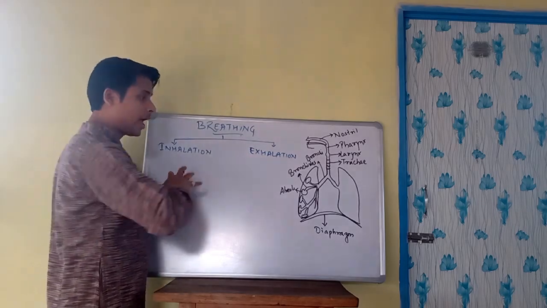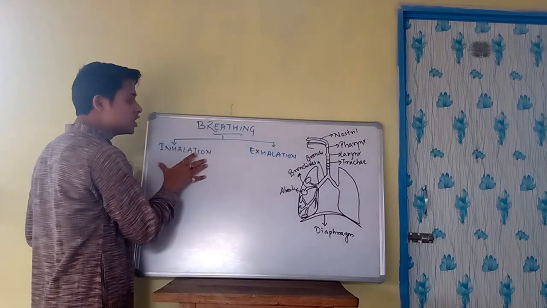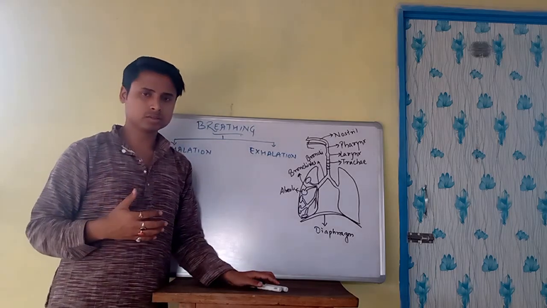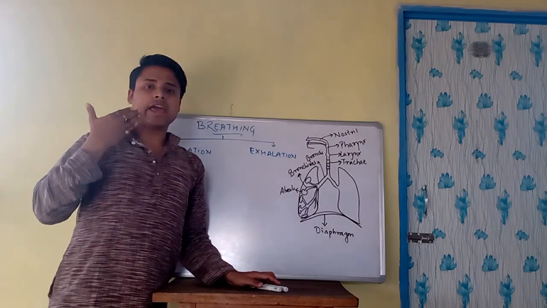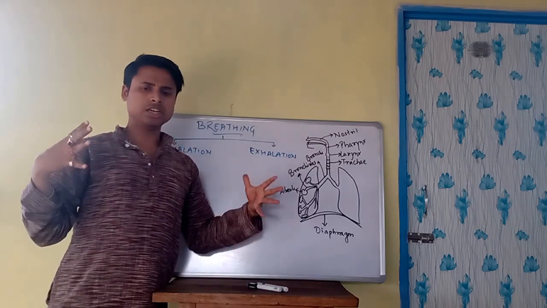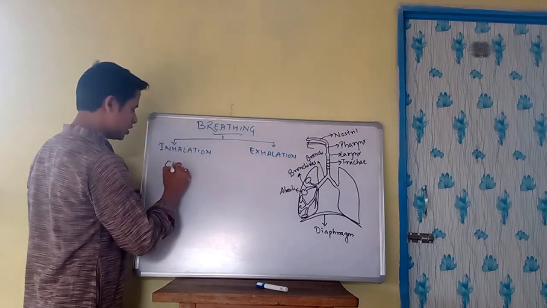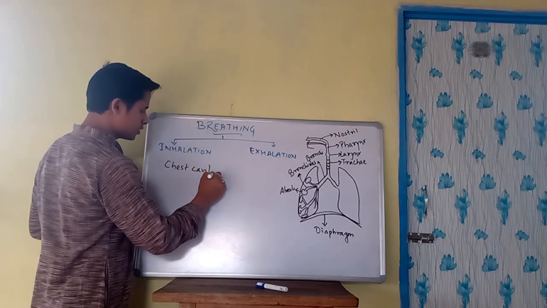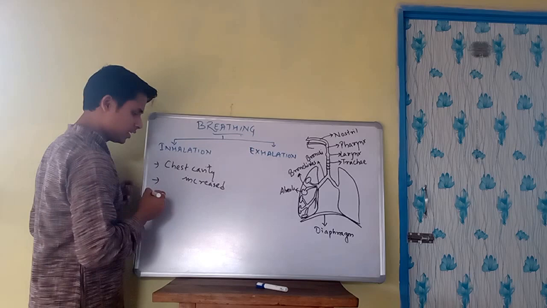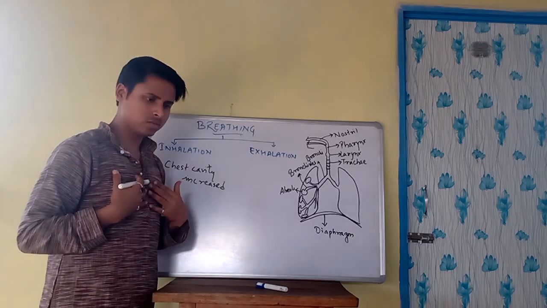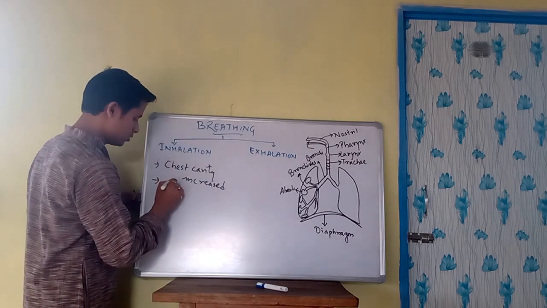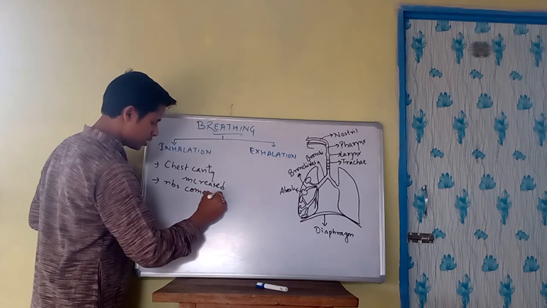First we will see what happens in the respiratory system when inhalation takes place. In case of inhalation, I have taken the air, inhaled. So when inhaled, first the chest cavity increases. The size of the chest cavity increases. That is the first step. In the second step, the chest cavity is increased because of the ribs. The rib bones are coming outward. So the ribs come outward.